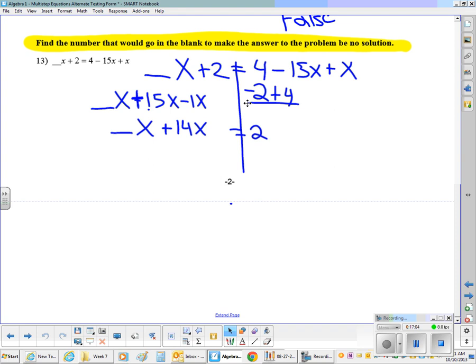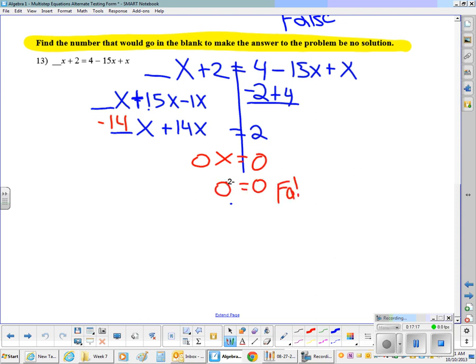If I put negative 14 right here, that would make those two cancel out, which would then give me 0x equals 2. That means 0 equals 2, which is false. So the answer is going to be no solution.